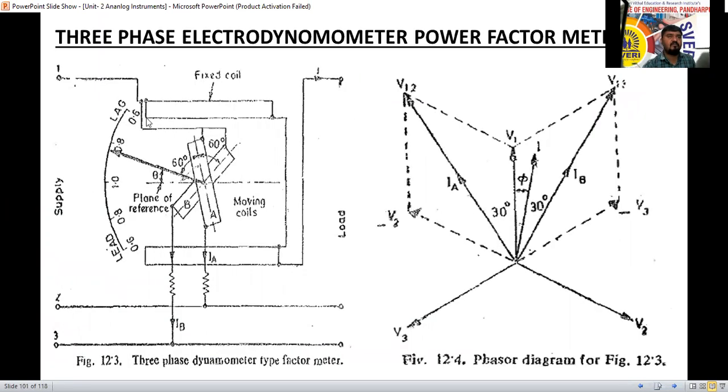Similarly, we are going to consider the three phase case now. Instead of one phase and neutral, we are going to use three phases, one phase to another phase. That we will discuss in the next class.